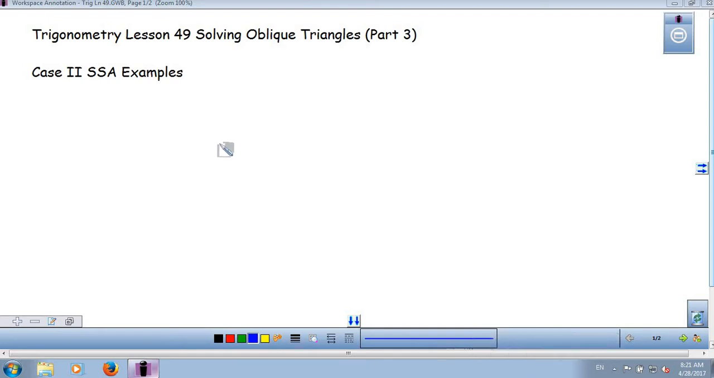We are continuing our trigonometry lessons. We're in lesson number 49. We're almost towards the end of our lessons. For the past 3 lessons, we've been solving oblique triangles. We covered case 1, where you're given one side and 2 angles. Now we're covering case 2, where you're given 2 sides and one opposite angle, opposite to either of the 2 sides.